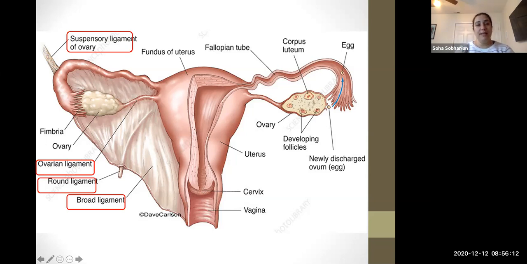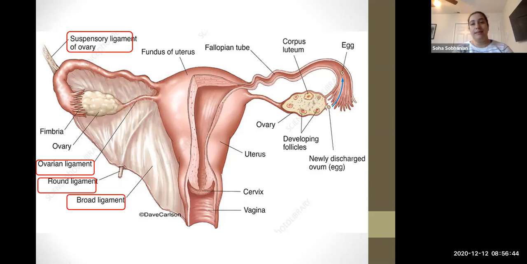The 4 ligaments include, again, the suspensory ligament you see right here. Again, it's suspending the reproductive organs. The ovarian ligament, which goes from the ovaries to the uterus. This kind of curtain-like, triangular structure you see right here, it's covering like a sheath. That's referred to as the broad ligament. And then another ligament passing through that to secure the uterus, that's called the round ligament.